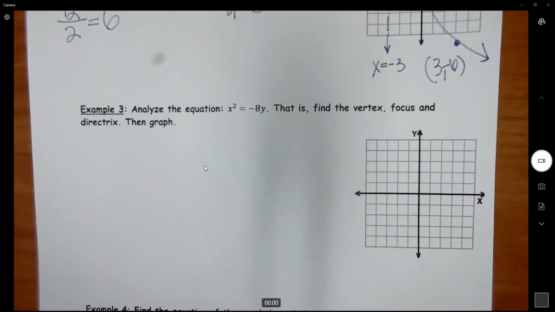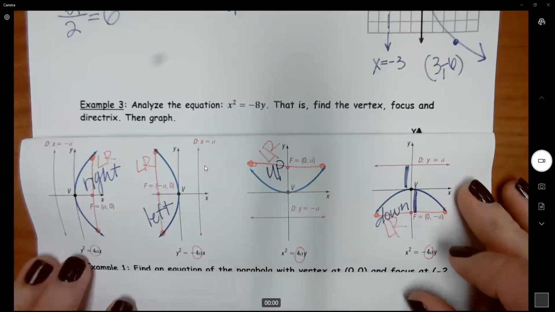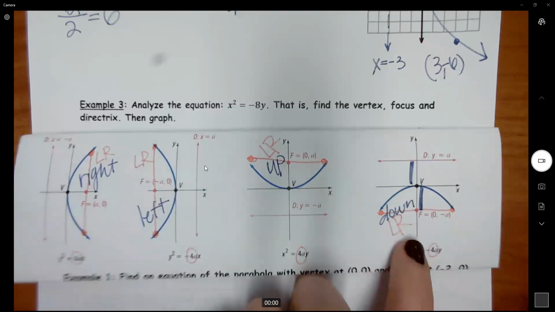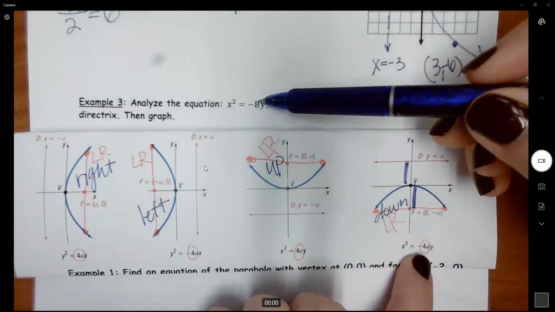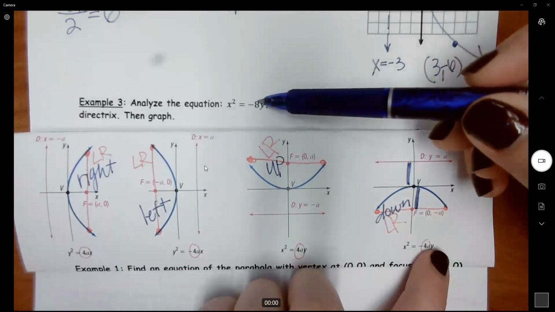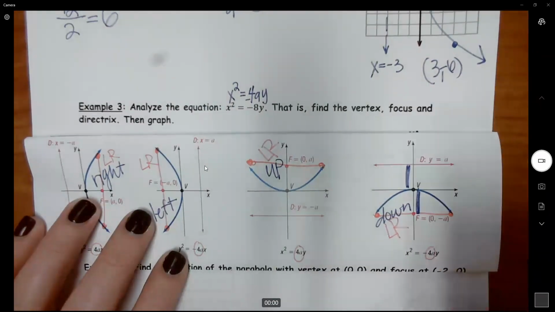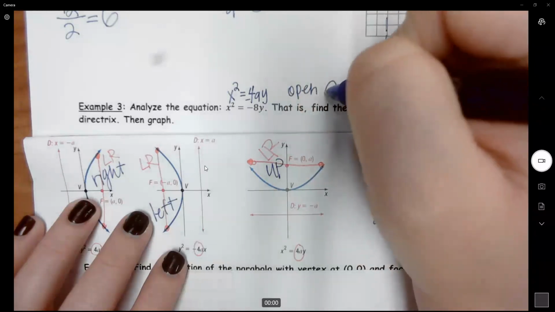Okay, we're going to analyze this equation. So take a second to look at these graphs. Is this going to open up to the left, to the right, up or down? Okay, that's this one here. You've got your x squared, but what's different is that this one is negative. This one would be positive. This one's negative. So this is x squared equals negative 4ay, which tells me it's going to open down.